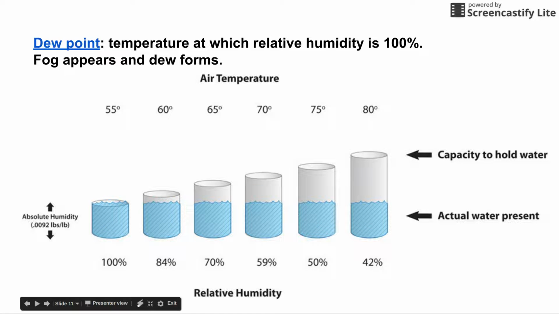Dew point is the temperature at which relative humidity is 100%. At the dew point, fog appears and dew forms.